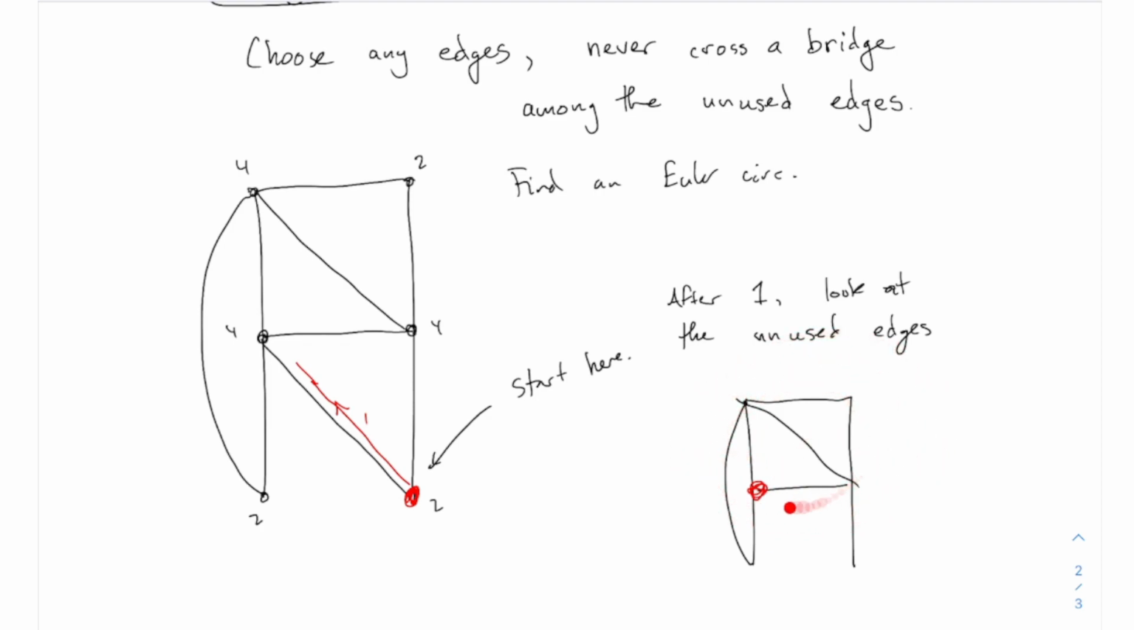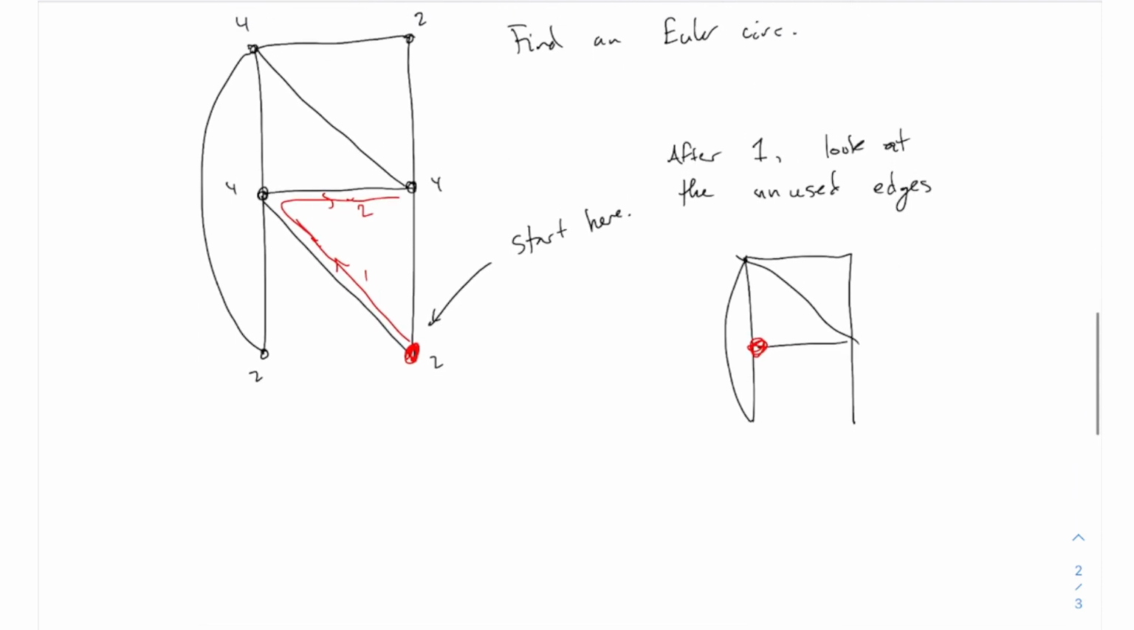So I can go any way that I like from here. Just for the sake of doing it the way that I did it on the paper, I decided to go to the right. So I go up here and then across this one. All right? That's my second choice. What does it look like now after step 2? Now, the edges which remain look like this, right?